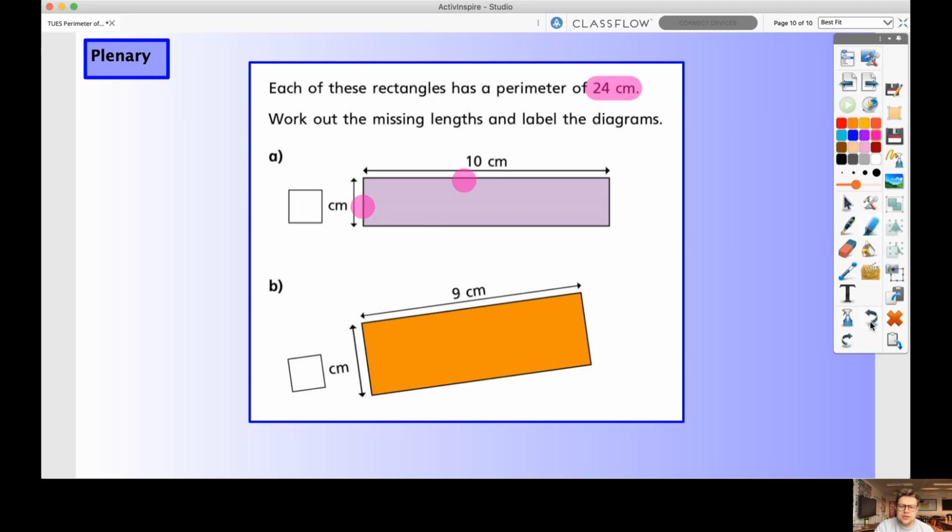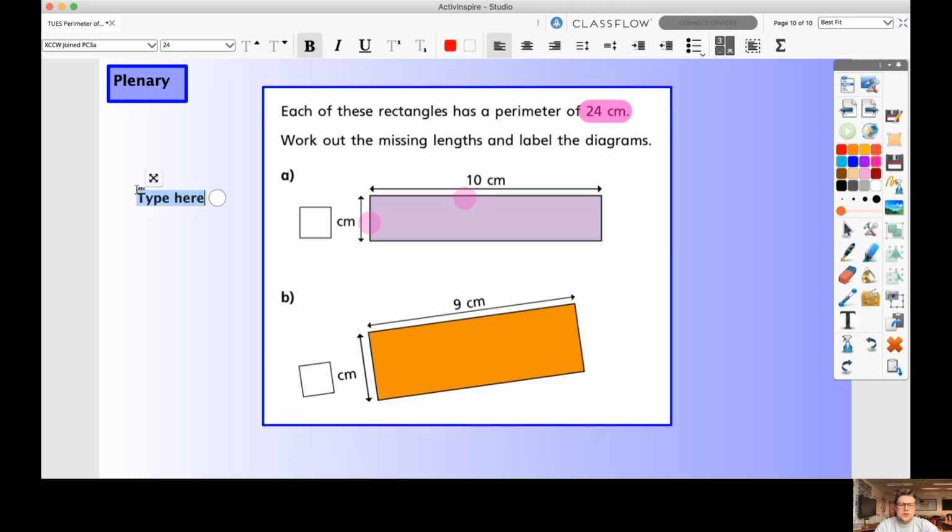Now, I don't need to worry about those last 2 sides. I only need to worry about these 2. But that means that I'm going to have to halve 24. So 24 divided by 2 is 12. So these 2 sides should add up to 12, which means that if one's 10, the other one must be 2.